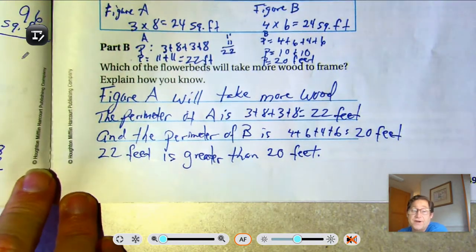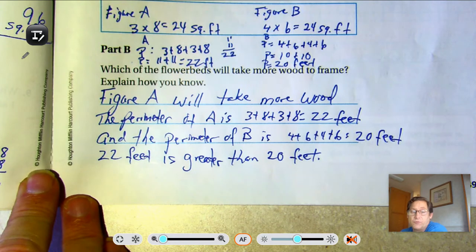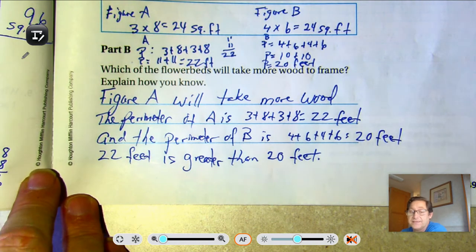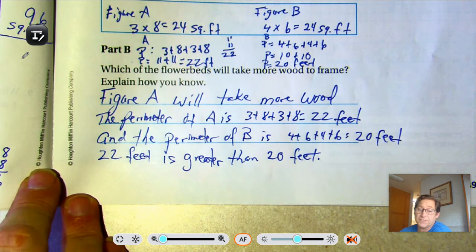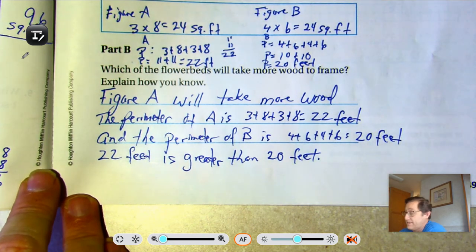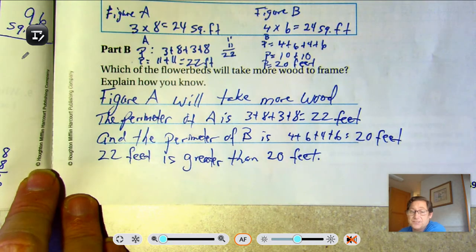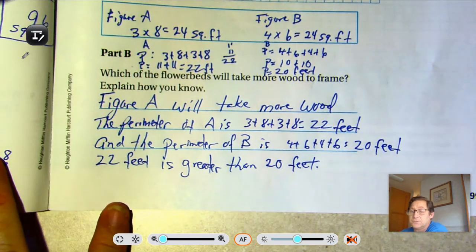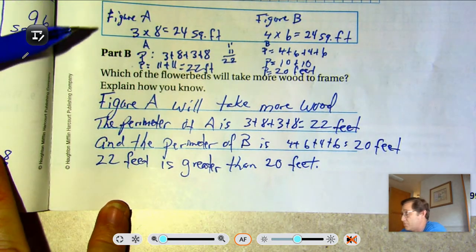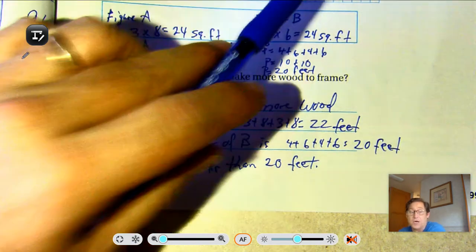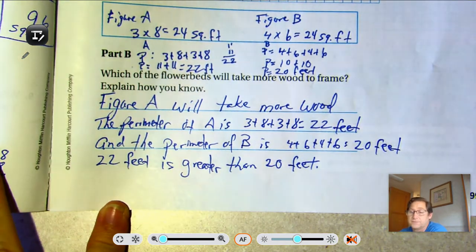All right, so this is how I'm explaining it. Figure A will take more wood. The perimeter of A is 3 plus 8 plus 3 plus 8, which is 22 feet. The perimeter of B is 4 plus 6 plus 4 plus 6, which gives me 20 feet. 22 feet is greater than 20 feet. Now, if you use different dimensions than I did, you might have a different answer than I do. Okay? So you just have to write your explanation based on your drawings. Okay? So make sure you do the perimeter correctly.